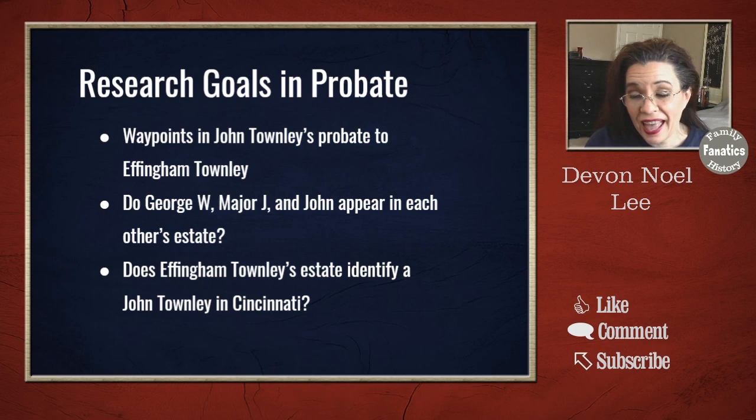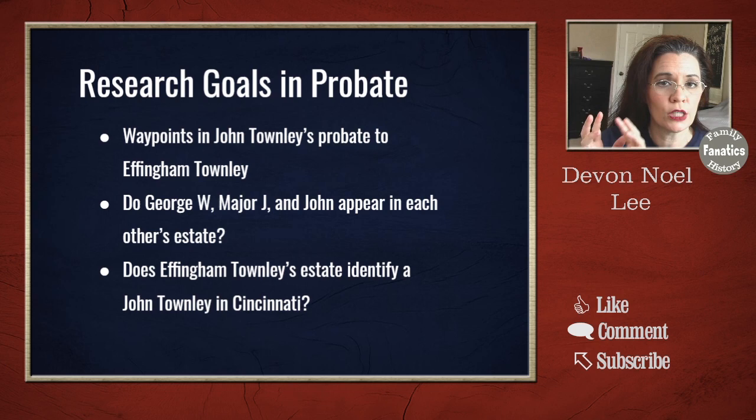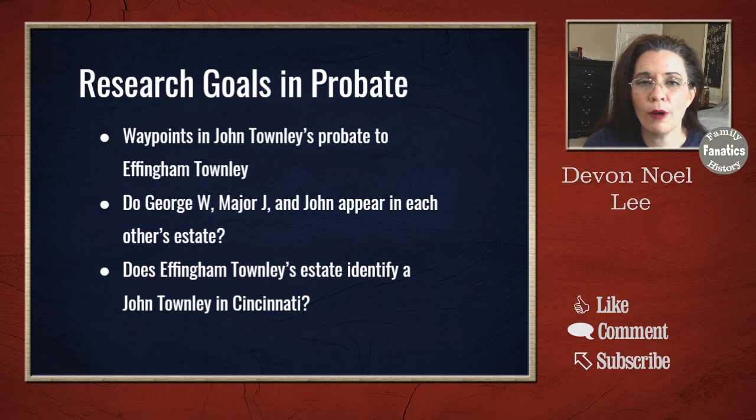And I have this hypothesis that this specific Effingham, according to an online tree, is the father of John, or at least he has a son named John. In the probate records, does he identify John that eventually moves to Cincinnati? So we're going to start with wills.